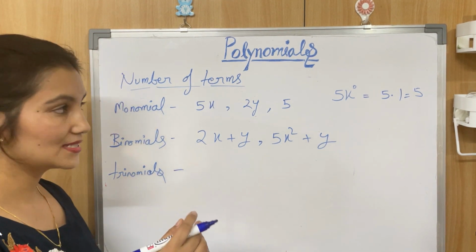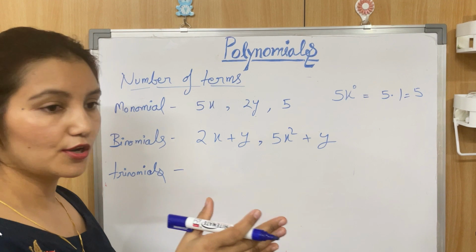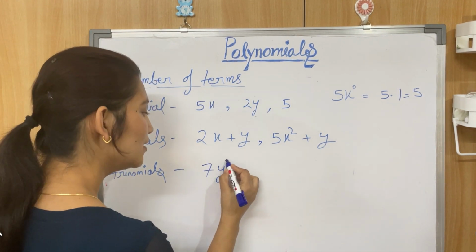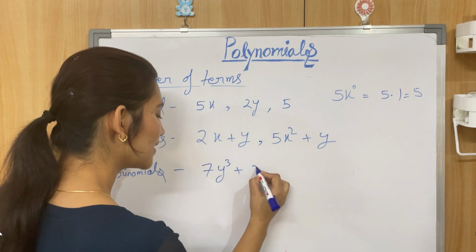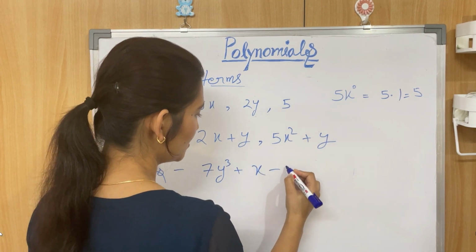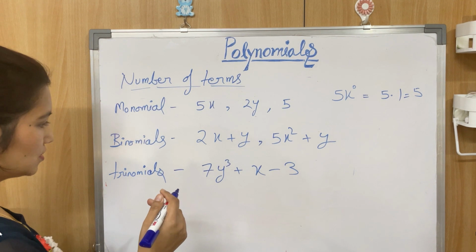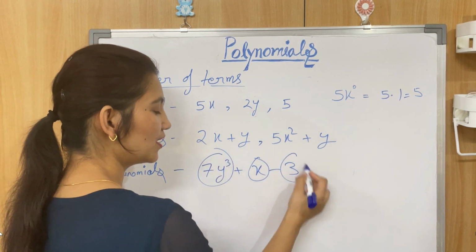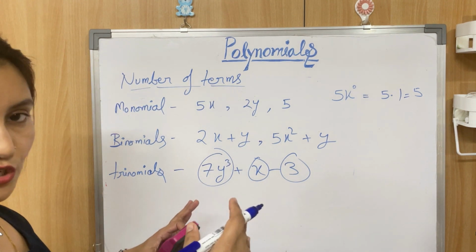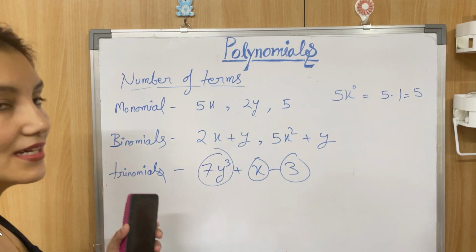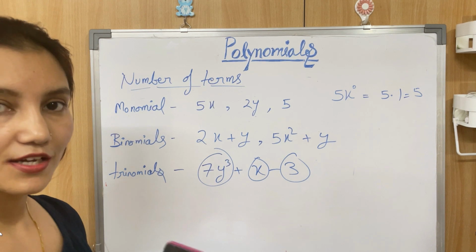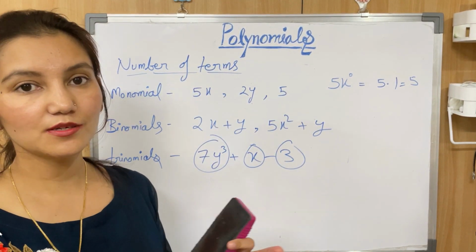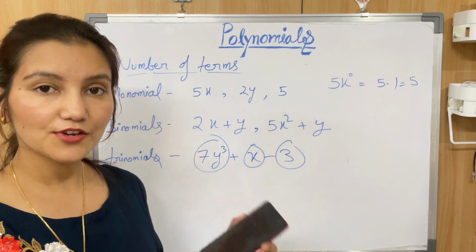Now trinomials. Any expression or polynomial that has three terms. For example, 7y cube plus x minus 3. So it has three terms: 1 term, 2 terms and 3 terms. That's why it is a trinomial. Clear? So if there is 1 term, it will be a monomial, 2 terms, binomial, 3 terms, trinomial.